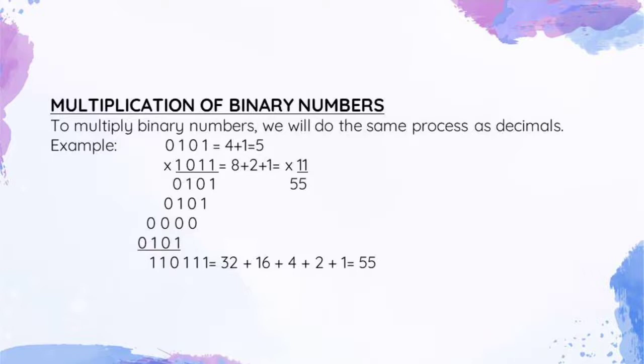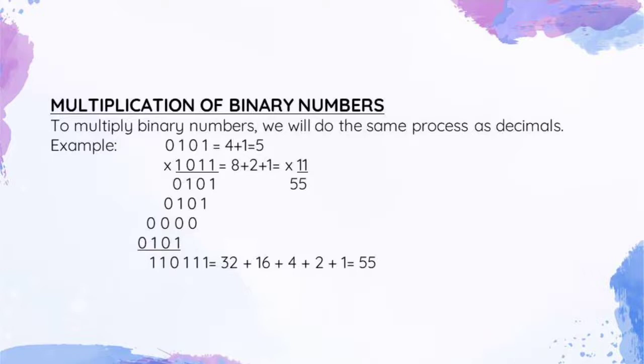To find the answer, we have to multiply 1 times 1 is equal to 1. 1 times 0 is equal to 0. 1 times 1 is equal to 1. And 1 times 0 is equal to 0. So next, 1 times 1 is equal to 1. 1 times 0 is equal to 0. 1 times 1 is equal to 1. 1 times 0 is equal to 0.